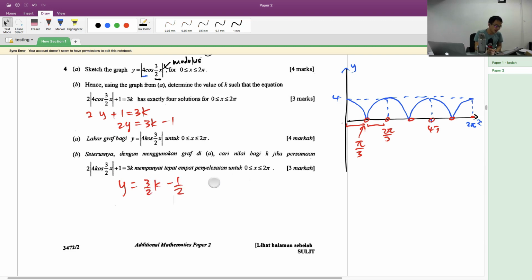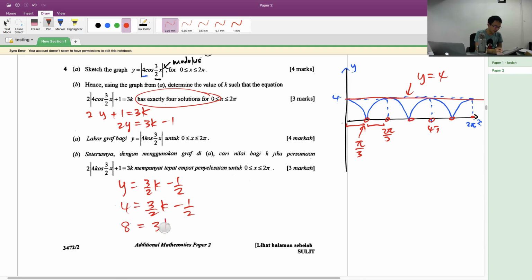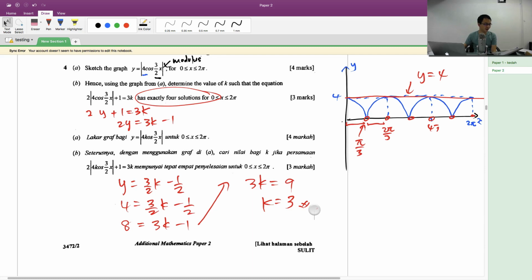So just now I said if you want exactly 4 solutions, there's only this line, which is y equals 4. Therefore I substitute y equals 4 into this equation. 4 equals 3 over 2 k minus half. Then I multiply everything by 2. So 8 equals 3k minus 1. Therefore 3k equals 9, k equals 3. Alright, this is how we solve it. Of course you have to understand the meaning of exactly 4 solutions here. If you don't get the idea, it's almost impossible for you to solve this part. If you understand, these 7 marks should be very easy to get.